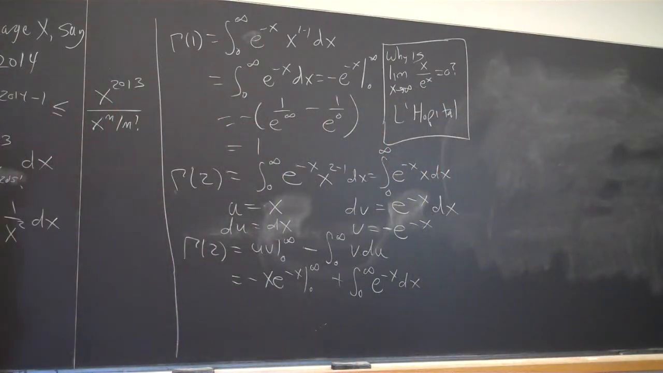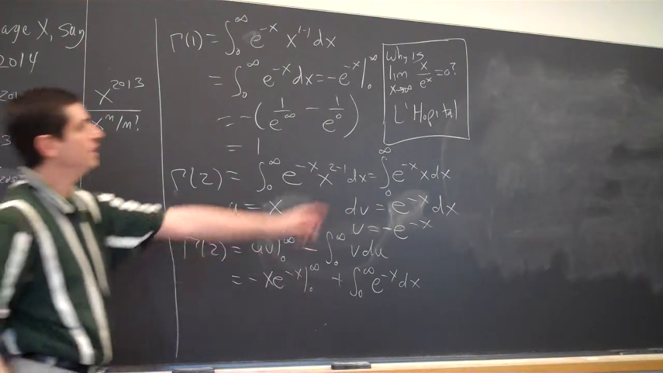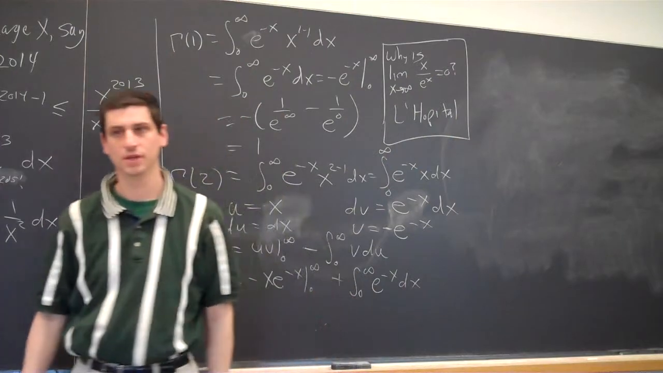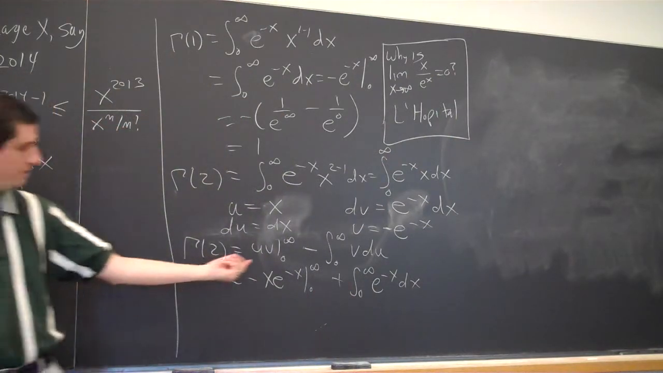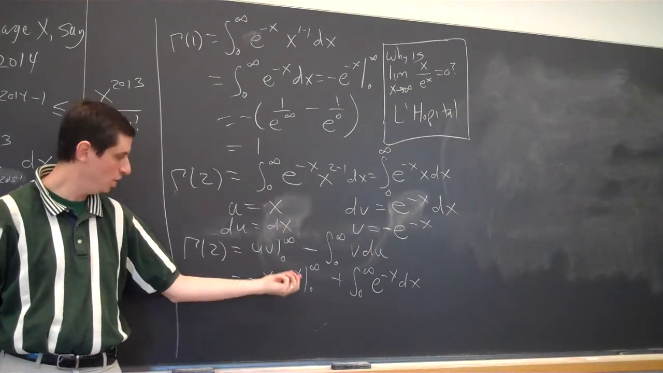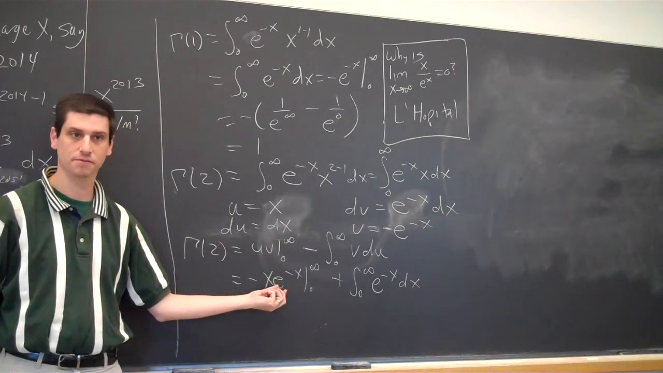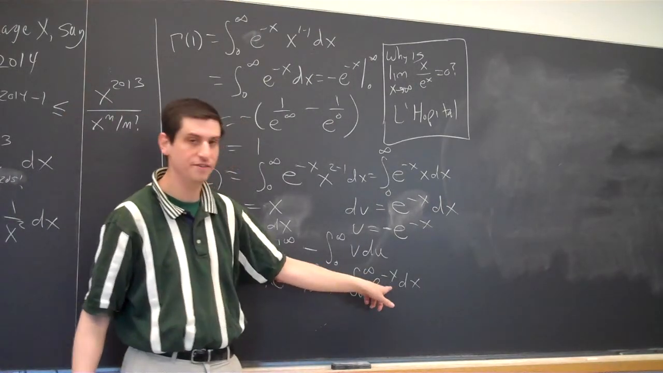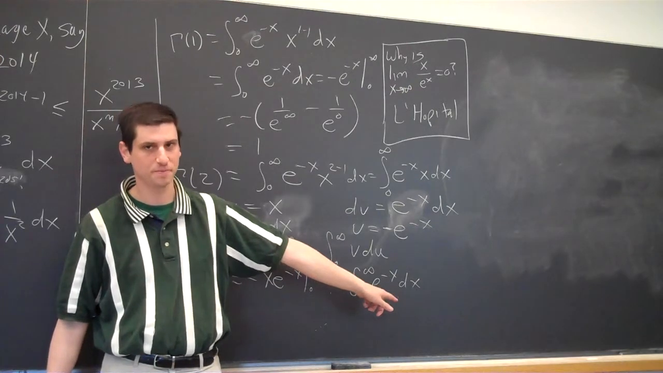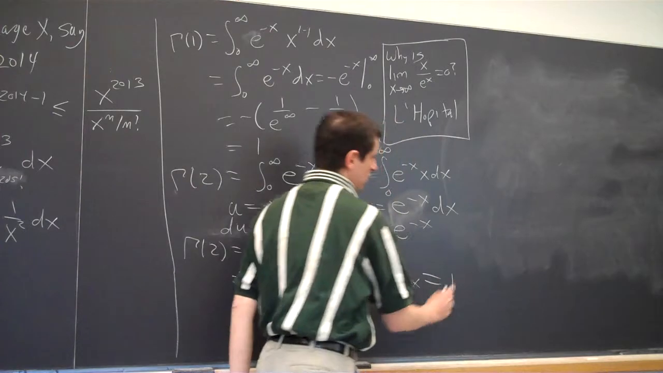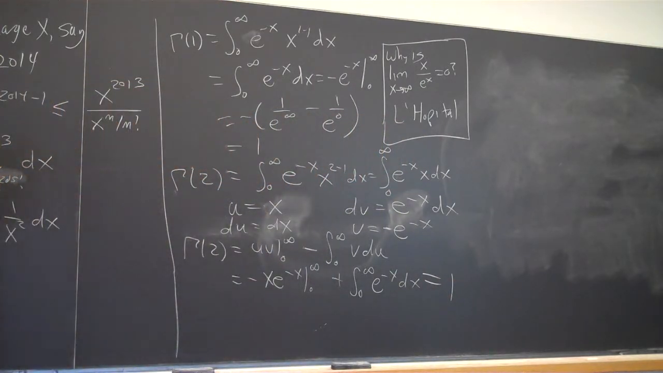Okay. L'Hopital's rule. If I take the derivative of x, it is 1, the derivative of e to the x is e to the x, we're fine. So when I plug in x equals infinity, even though I have infinity times 0, it's an infinity times 0 I can understand. When I plug in 0, what do I get? 0. Now I have the integral from 0 to infinity e to the negative x. We just calculated that. What do we get? 1. So gamma of 1 is 1, gamma of 2 is 1. By induction, gamma is always equal to 1.